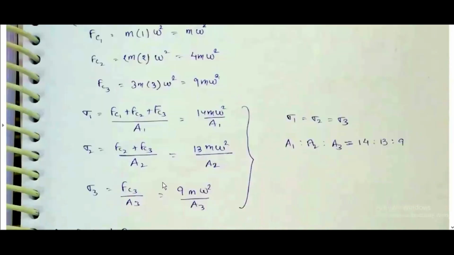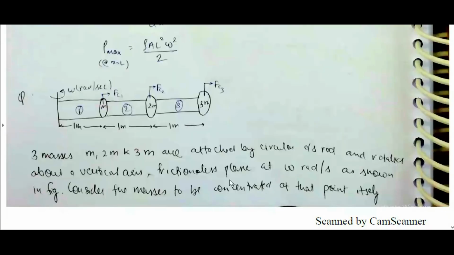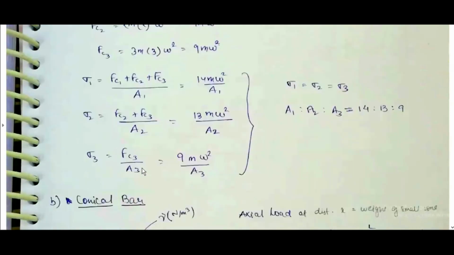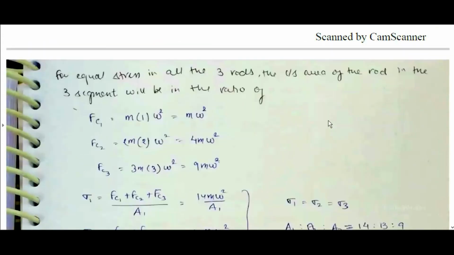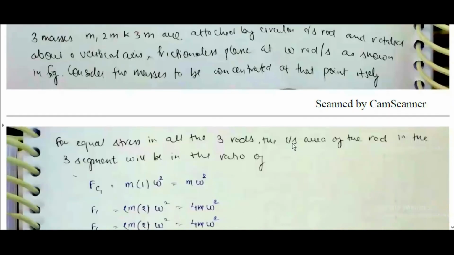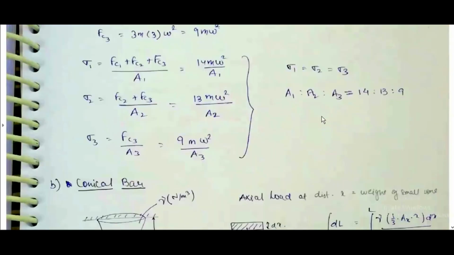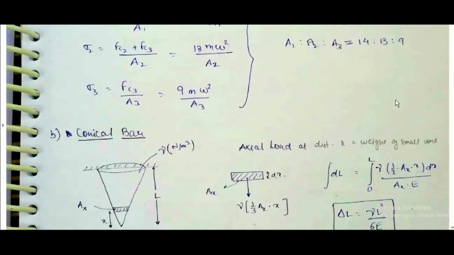divided by a1. Sigma 2 is Fc2 plus Fc3 divided by a2, which is equal to 13m omega square by a2. Sigma 3 is equal to Fc3 by a3, which is equal to 9m omega square by a3. Sigma 1 is equal to sigma 2 is equal to sigma 3, as it is given that there are equal stresses in the three rods. So a1 : a2 : a3 is equal to 14 : 13 : 9.